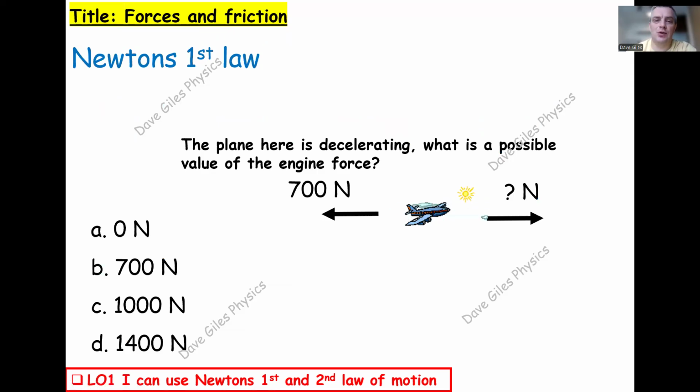What is a possible value of the engine force here? So 700 newtons of frictional forces. Now, it can't be these two because they're bigger, so that would mean it would be speeding up or accelerating. If it was 700 newtons, then they would cancel each other out and there would be zero resultant force. So therefore, the acceleration would be zero, and it would be travelling at a constant speed. So the only one that is possible is A, 0 newtons.